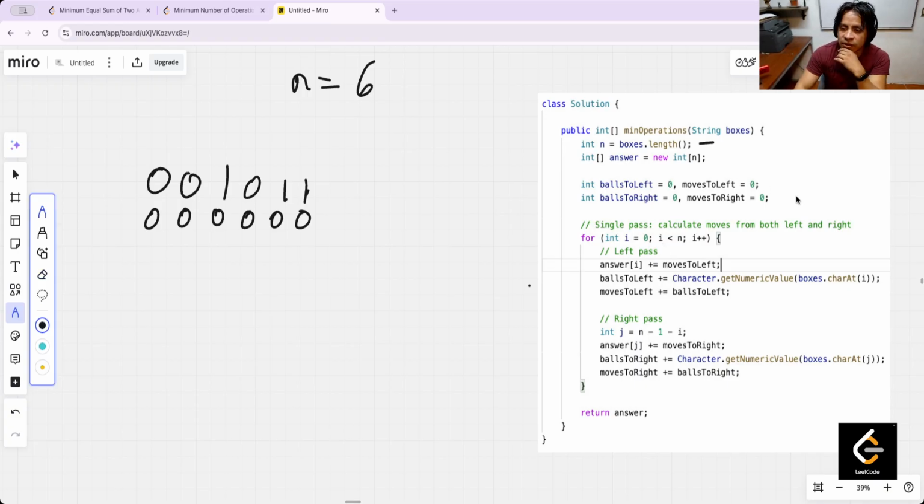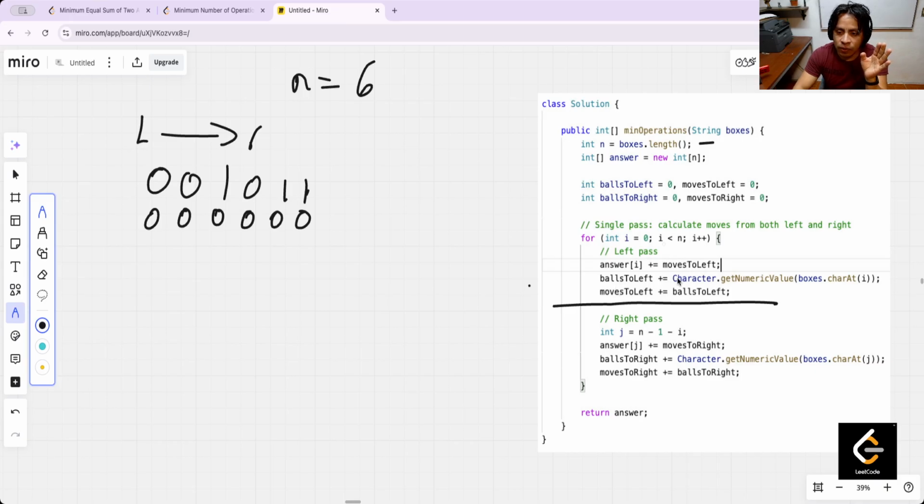Now we have this 0 0 0 0: balls to left and moves to left, balls to right and moves to right. It is a single pass to calculate the moves from the left and right. I think we can perform this operation in 2 loops only to simplify the process. The first time is left to right. In this case, answer at index i is plus equal moves to left. In this case, it is 0. Okay, got it.